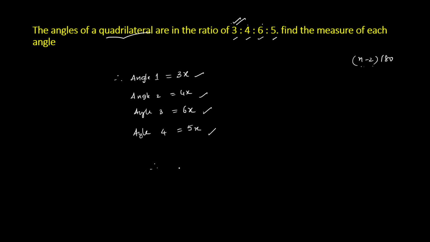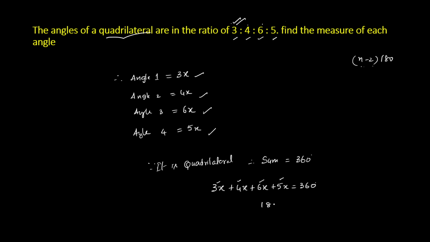సో సిన్స్ ఇట్ ఈస్ quadrilateral, sum should be equal to 360. That means 3x plus 4x plus 6x plus 5x is equal to 360. 3 plus 4 7, 7 plus 6 13, 13 plus 5 18. 18x is equal to 360. 18 1s are 18, 18 2s are 36, so కాబట్టి 20. X is equal to 20 degrees. Okay, now x is 20 degrees.